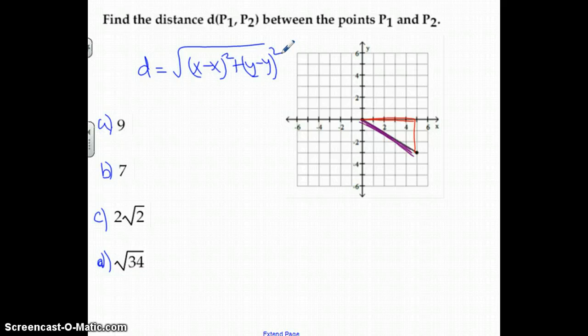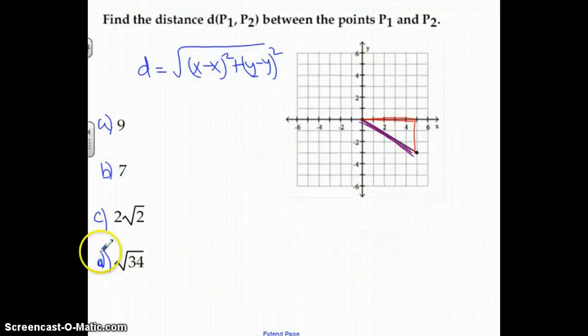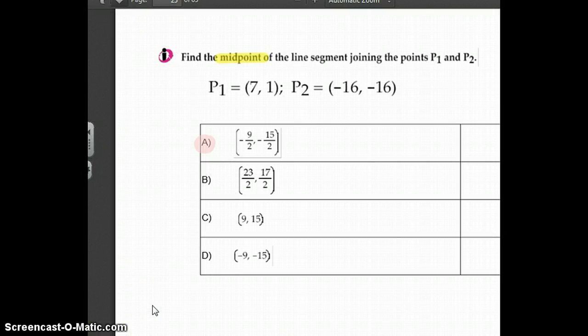Your test might be multiple choice. See if you can pick a correct solution. I think the correct answer is letter D. And for the last example, this time they're asking me to find the midpoint. Again, I recommend that you pause the video and see if you can find the midpoint. I think the correct answer is A.